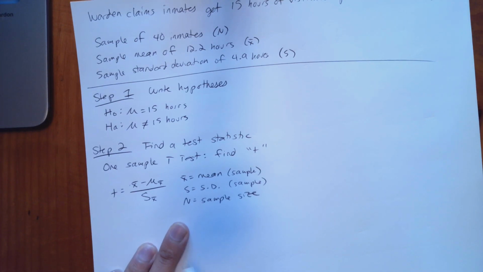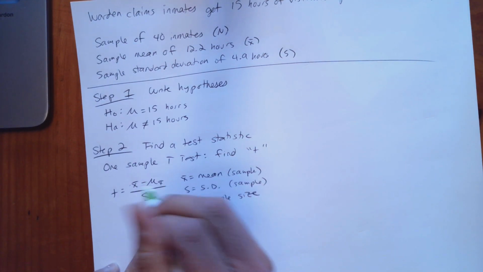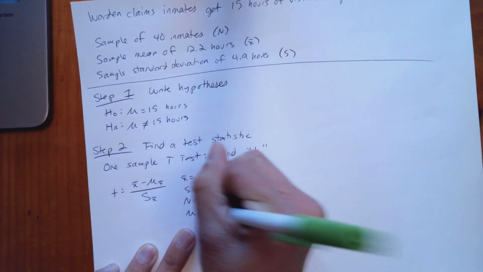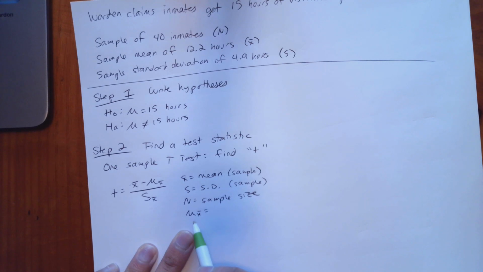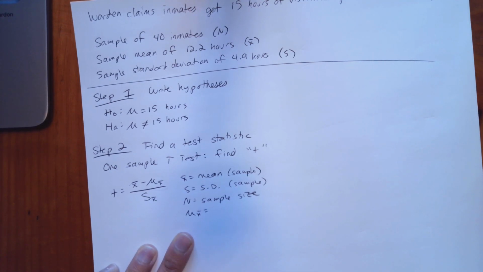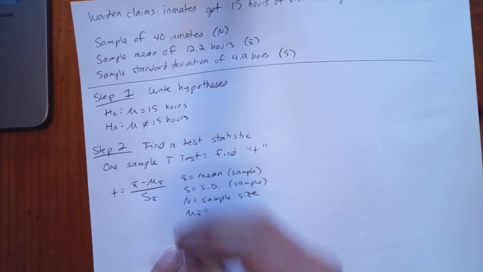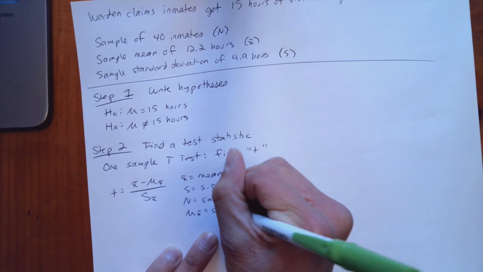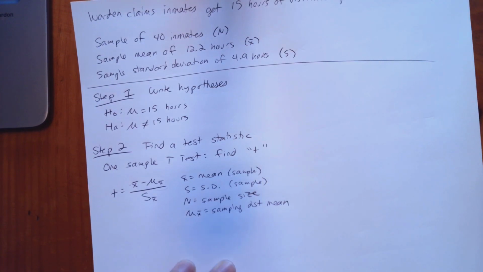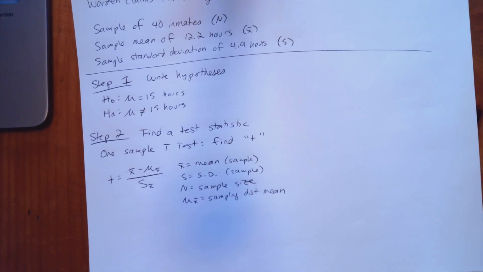First we're going to be calculating S sub x. But let me add one more thing here. We also need to do something with this value, right? This is the value that we're subtracting here. This is your sampling distribution mean. And the sampling distribution mean, as I said before, is always going to be equal to the population mean.